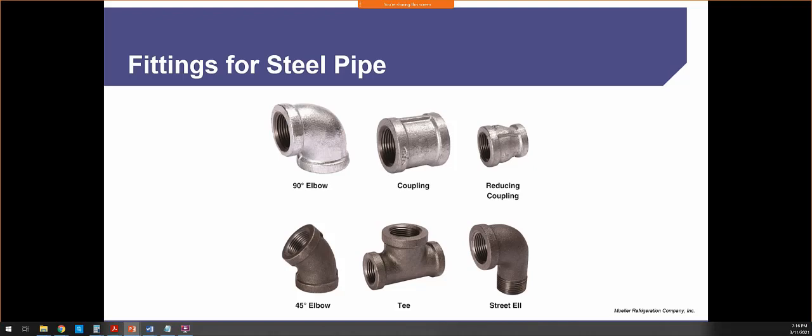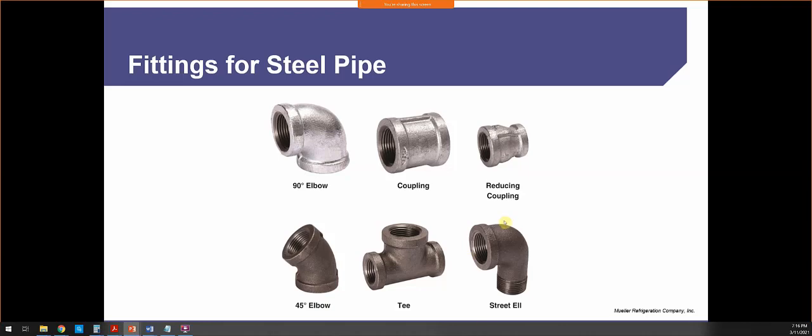We have a T. A T, we can have 3 directions now. Usually if we're going to use this, we're going to go from one pipe and then we're going to expand it into 2. These can come with reducers built in, so I can have 3/4 on one side and 1/2 inch on the other, or 3/4, 3/4, 1/2, whatever the case may be.